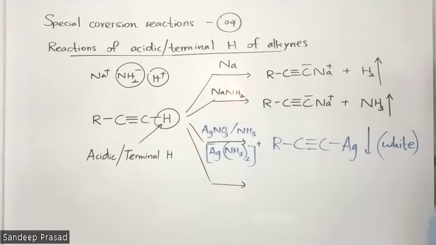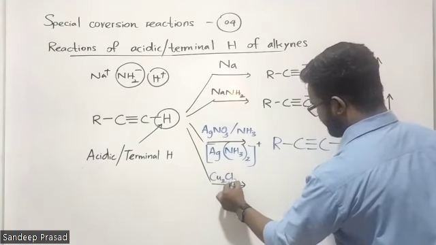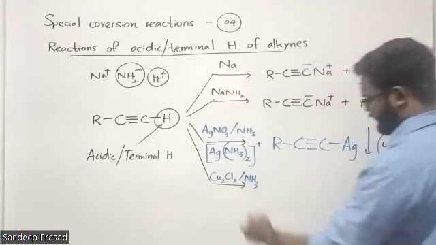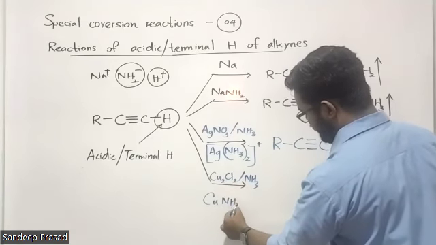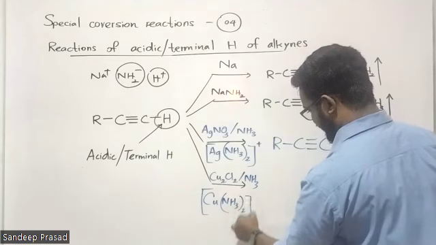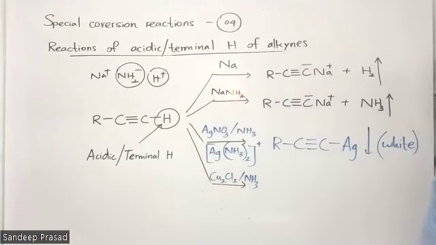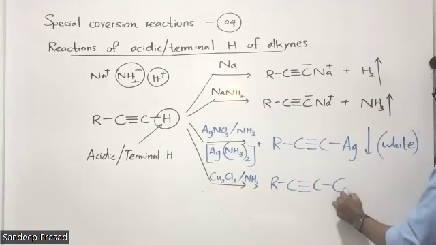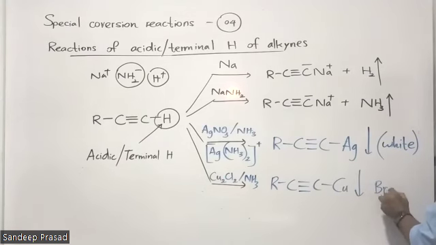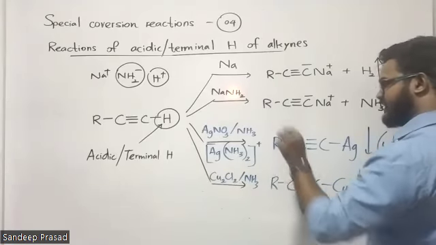So likewise, we have another reaction, students, to remember, that is ammonia cuprous chloride. Cuprous chloride in the presence of ammonia. Nothing wrong if you write this as diamine copper plus also, it's okay, fine. But generally we can write this as Cu2Cl2 and ammonia. So what will happen? Same thing, instead of that acidic hydrogen atom, a copper atom will come. So this is a brown color precipitate. So these are the 4 famous reactions of acidic or terminal hydrogens in alkynes.